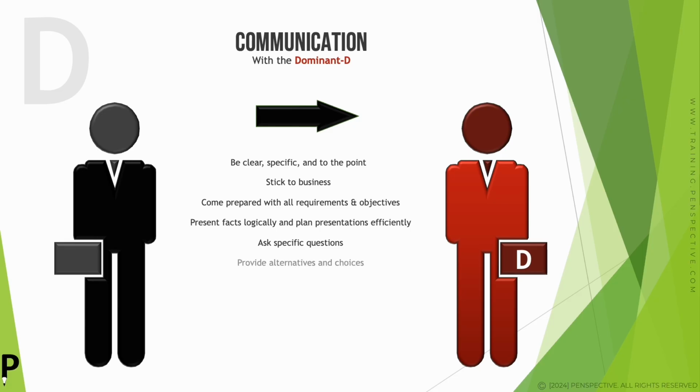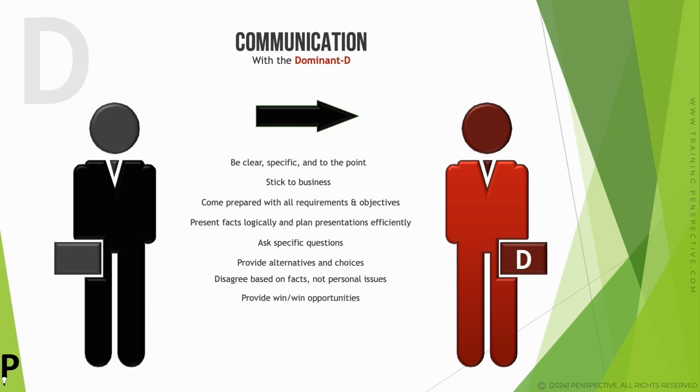Provide alternatives and choices. Dominant Ds value autonomy and decision-making authority. Offer options and choices to allow them to make their own decisions rather than imposing your own. Disagree based on facts, not personal issues. If you disagree with a dominant D, focus on the facts rather than taking it personally. Present evidence or rationale to support your viewpoint rather than engaging in personal attacks.